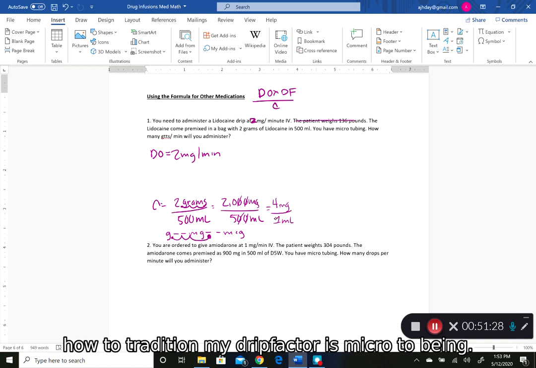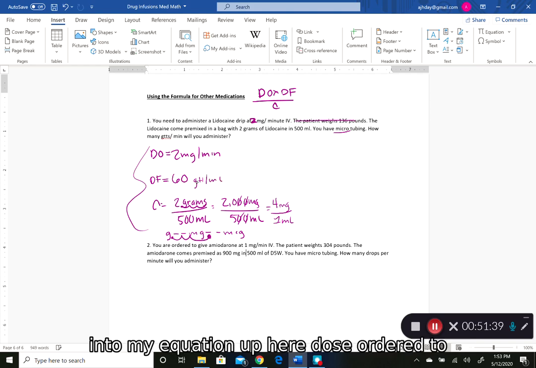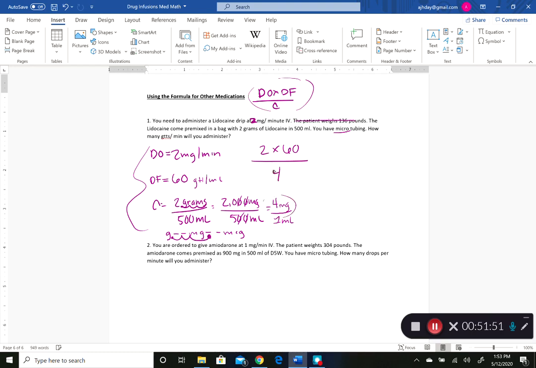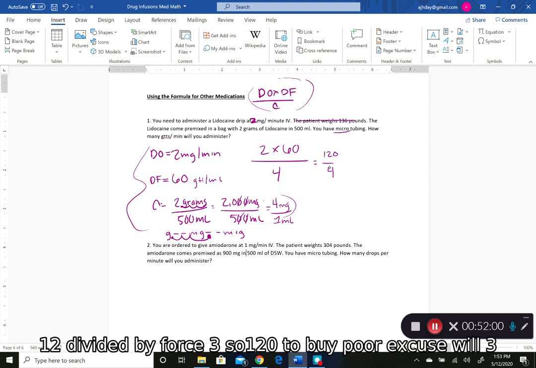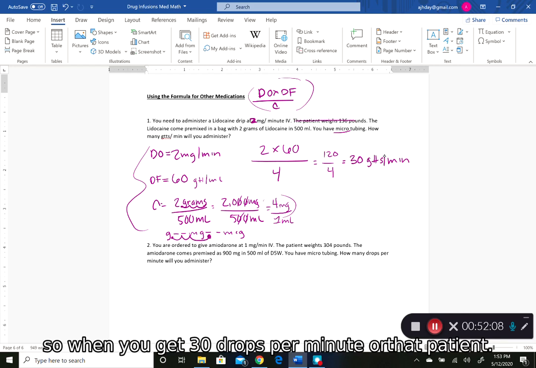My drip factor is microtubing. So it's going to equal 60. So now I'm just going to plug these numbers into my equation up here. Dose ordered, 2. Drip factor, 60. Concentration, 4. 2 times 60, 120, divided by 4. 12 divided by 4 is 3, so 120 divided by 4 is going to equal 30. So I'm going to give 30 drops per minute for that patient.